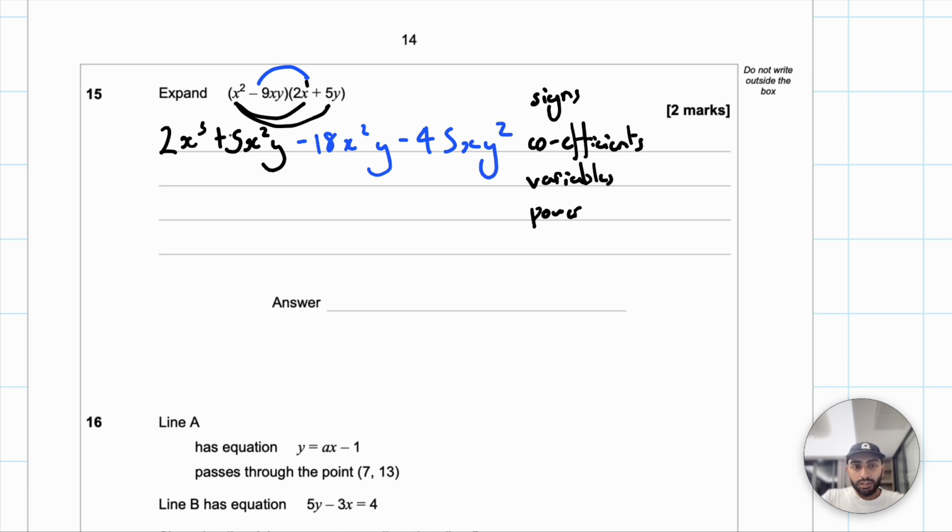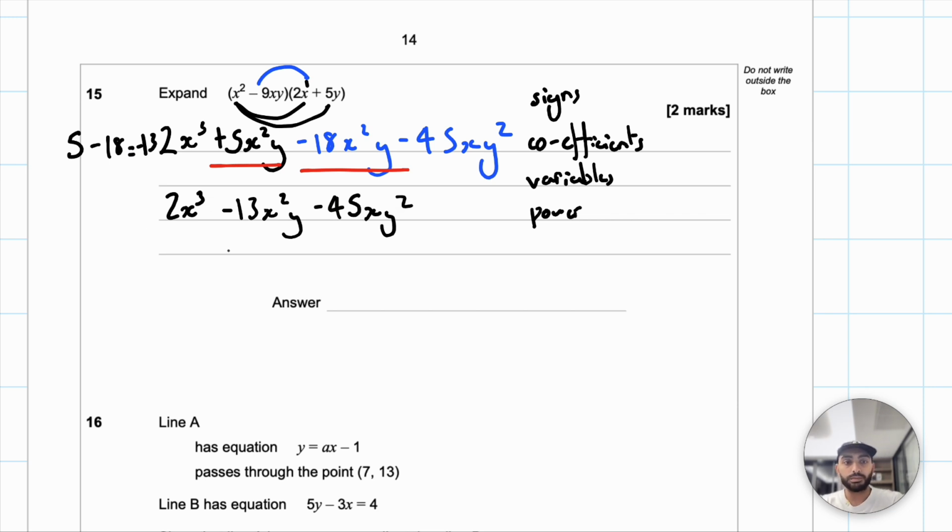Whenever you've done something like this, always just look, can we clean it up a little bit? So I can see that these two terms have x squared y in them, so we can combine these two. The coefficient of this one is 5, and the coefficient of this one is minus 18. So 5 take away 18 is negative 13. So finally, we've got 2x cubed. This will combine to make negative 13x squared y, and then we're left with minus 45xy squared. That'd be your final answer.